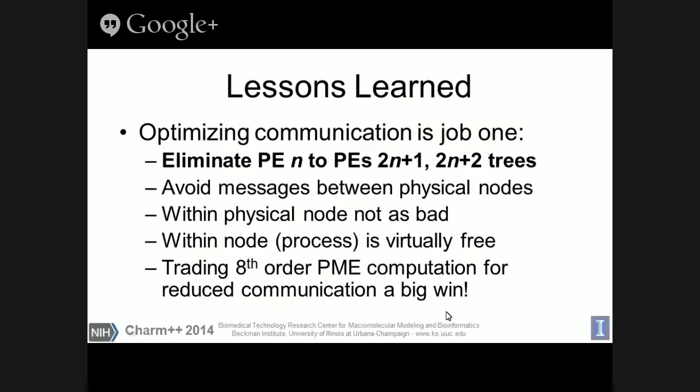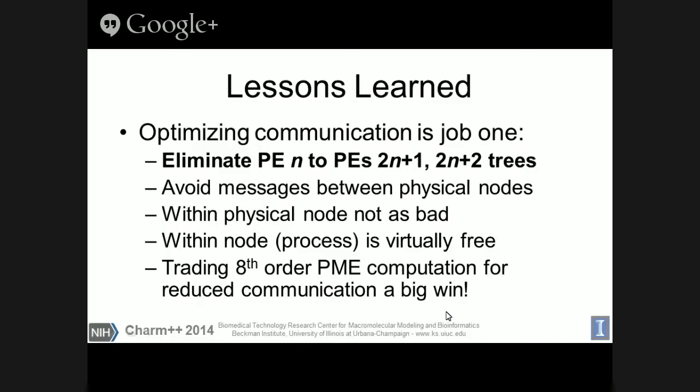So what did we learn from all this? Basically, the lesson is that optimizing communication is job one. In particular, this is a new pet peeve of mine. There are lots of things where, okay, I need to write a broadcast tree. Well, if 0 sends to 1 and 2, 1 sends to 3 and 4, 2 sends to 5 and 6, this n to 2n plus 1, 2n plus 2 pattern, if your nodes are arranged at all sanely, this is the worst possible thing that you can do.